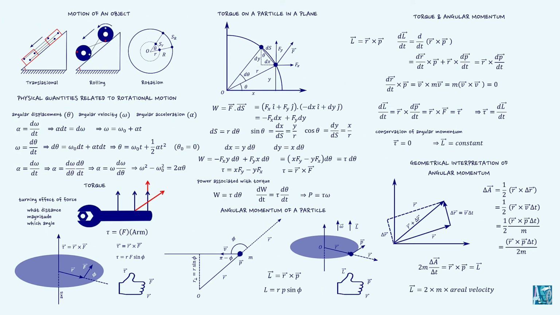To summarize, in this chapter, we have discussed types of motion, torque, and angular momentum with detailed representation and physical significance.